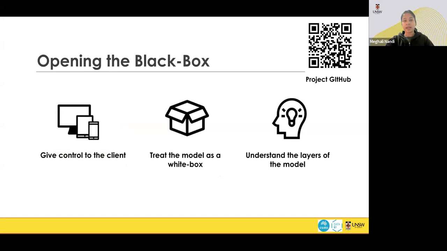The motivation is this: when federated learning was launched by Google, they said that whatever model is sent to the clients would act as a black box. Whatever the server sends to the clients, they would train it on their own data and send the weights. Now here we have taken a completely different approach. We have tried opening the black box. We are trying to give control to the client, treat the model as a white box, and understand the layers of the models and how they contribute to the output of the original model architecture.